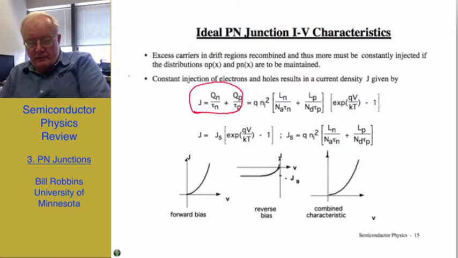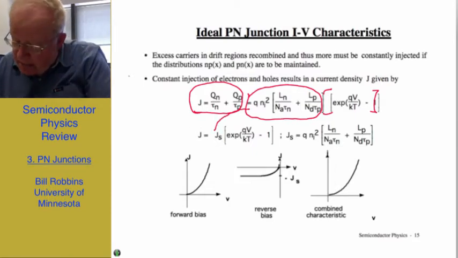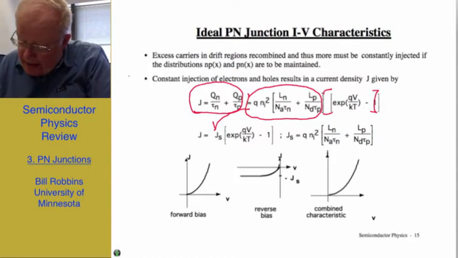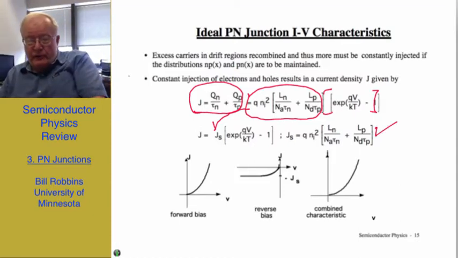Using the results from the previous slide, it's easy to show that the current density is given by this bracketed factor, e to the qV over kT minus 1, and then this large set of constants over here, which we identify as the so-called saturation current or reverse saturation current, J sub s. And here is J sub s written explicitly in terms of those variables.